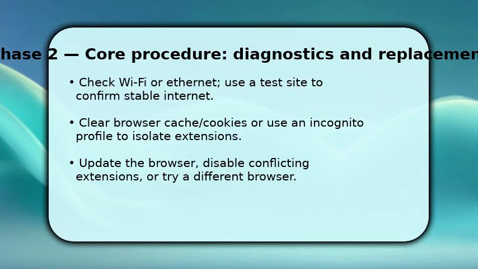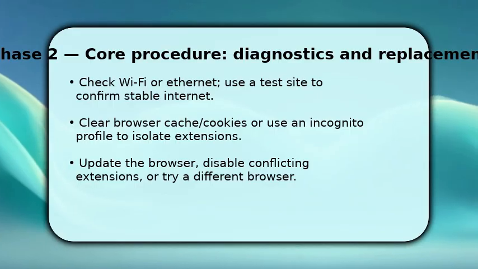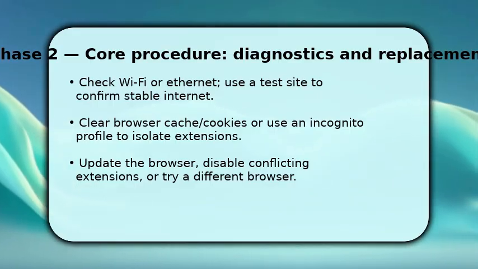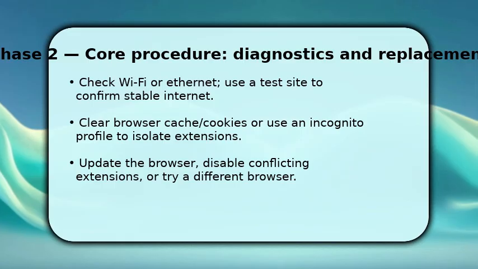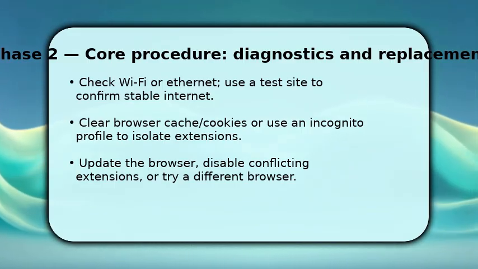Make sure your browser is up to date. If problems persist, disable extensions, then test the file in a different browser. These steps remove common software side blockers efficiently.